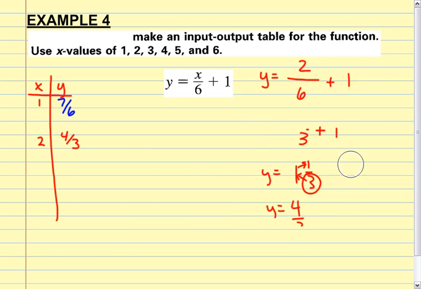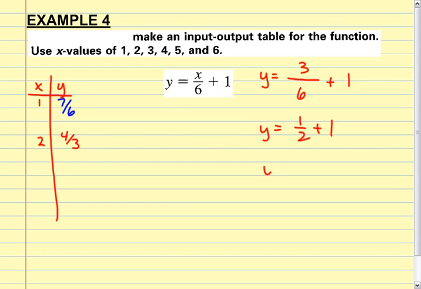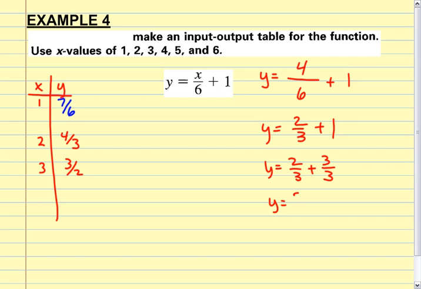Alright, let's plug in 3 and see what we get. There we go. 3. Y is equal to 1/2 plus 1. This time I'm going to do common denominators. Y is equal to 1/2 plus 2/2, which is the same as 1. Y is equal to 3/2. Okay? So when I plug in 3, I get 3/2. Alright? Let's plug in 4 and see what we get. Y is going to equal 2/3 plus 1. Y is equal to 2/3 plus 3/3, because that's the same thing as 1. Y is equal to 5/3. Okay? So when I plug in 4, I'm going to get 5/3.